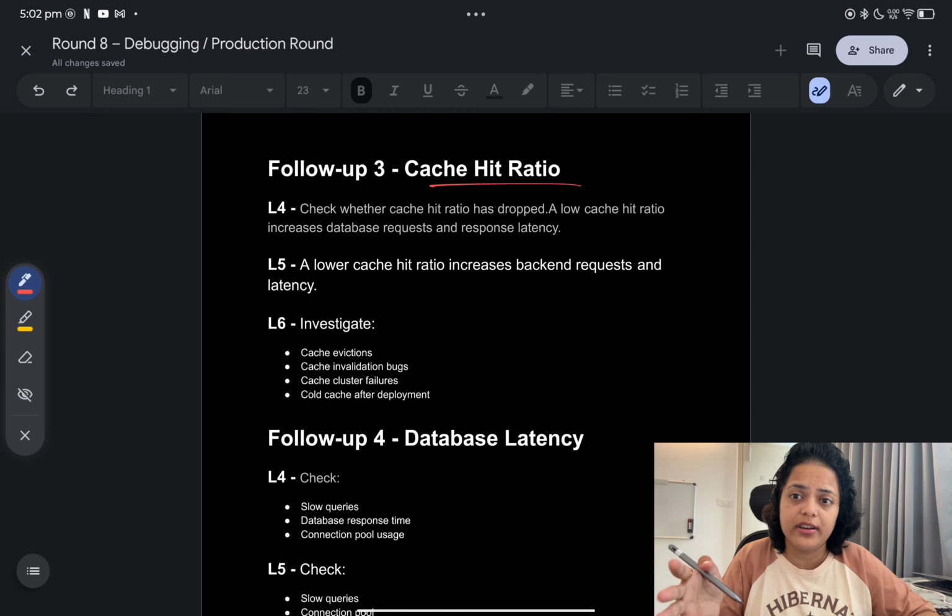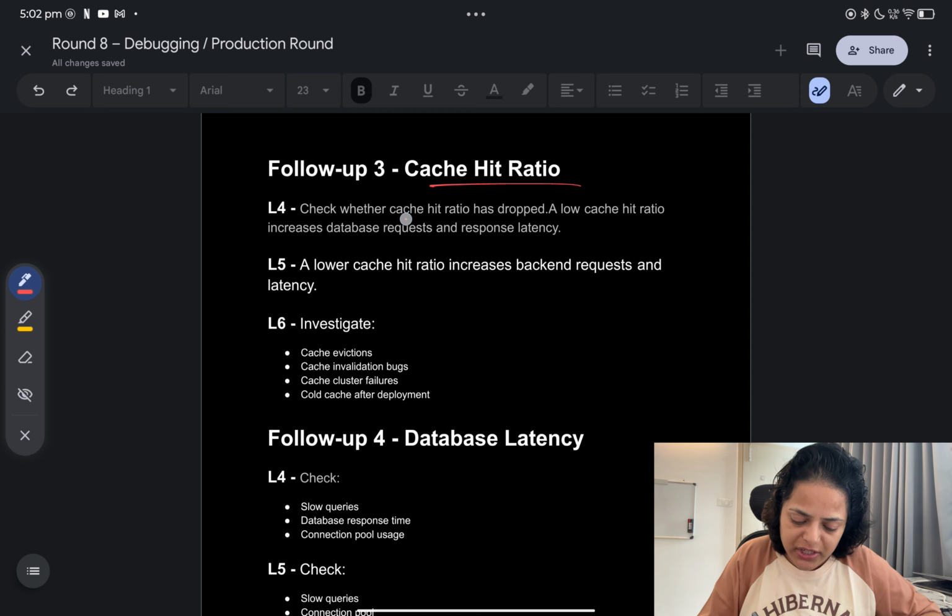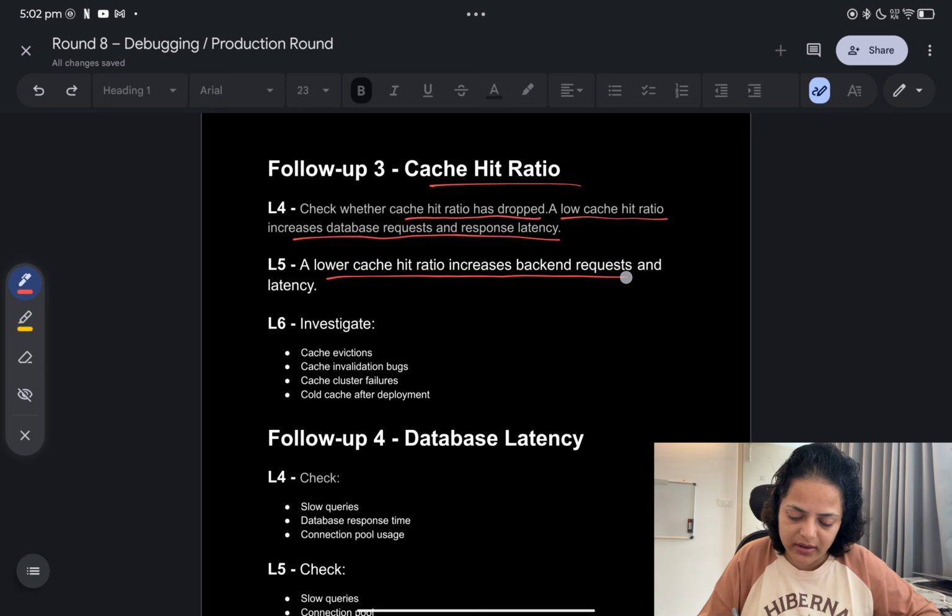So the request is hitting the database. Check whether the cache hit ratio has dropped. A low cache hit ratio increases database request and response latency, right? A lower cache hit ratio increases backend request latency. Now what will an L6 investigate for this? He will check cache eviction policies first, okay?